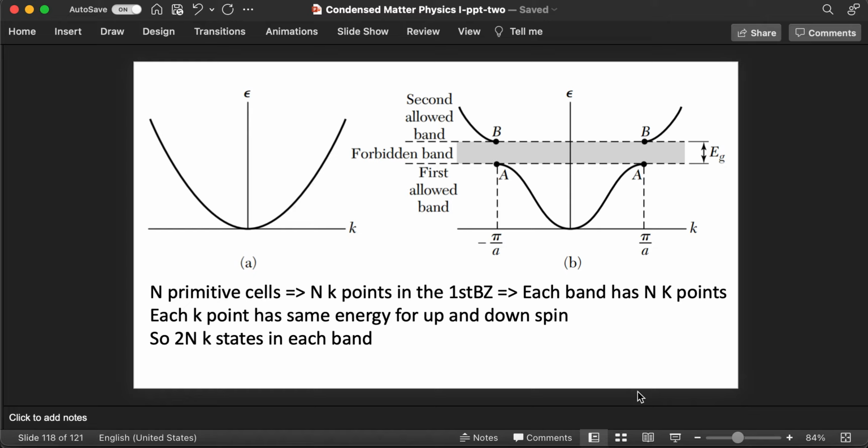Now, it's important to understand that suppose there are n primitive cells. We had seen that for n primitive cells, inside the first Brillouin zone, there will be n k points. Now each band will have n k points. So this is the first band that will have n k points, this is the second band that will have n k points. Now each k point has the same energy for up spin and down spin, so it is doubly degenerate. Therefore you have 2n electronic states in each band. Because of the double degeneracy, you have to multiply by 2, so you have 2n k states in each band for you to fill electrons.